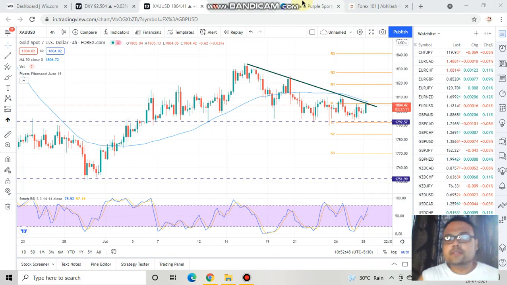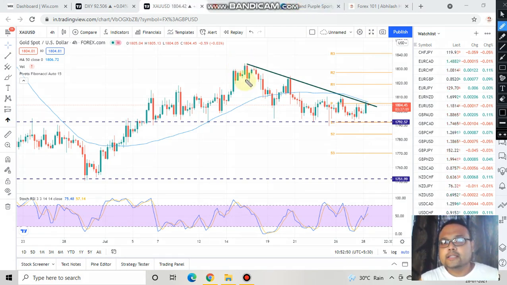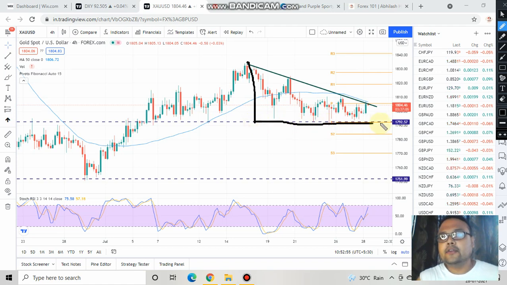If we observe the chart here, then we can see that this looks like a descending triangle pattern. Generally we find descending triangle patterns in a downtrend market. But still, I'll say that as we are getting lower highs here, there is a possibility that the market will break this support level.